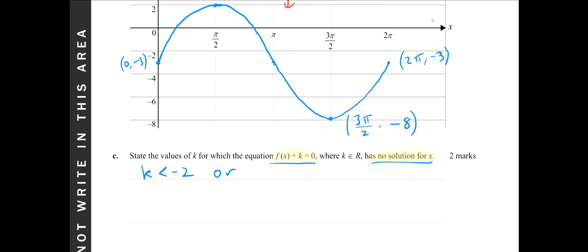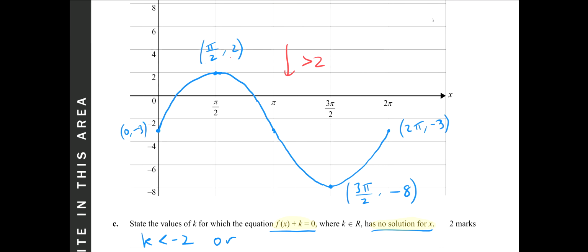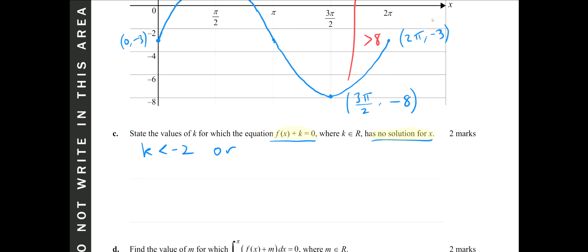And the other version that we've got, again, let's have a look at this graph again. In this case, we can push the graph up by a value that is more than 8, and then what will happen is the graph would do something like that. It would float above the x-axis. So in that case, your k value would be a value that is greater than 8. So k greater than 8. So 2 marks over here.